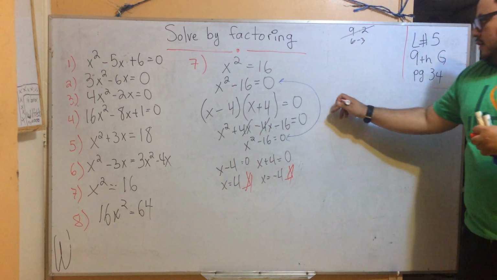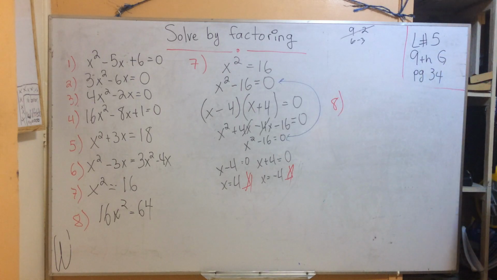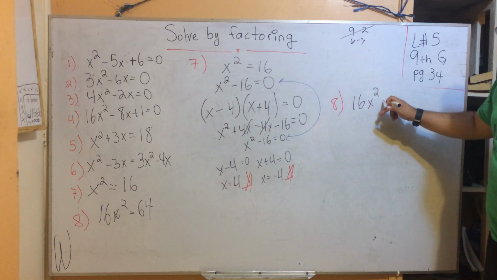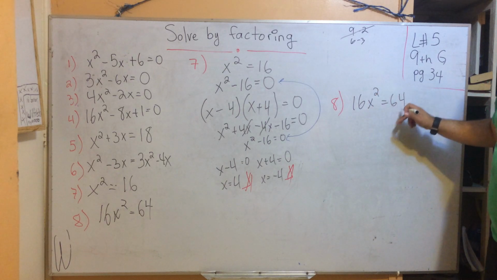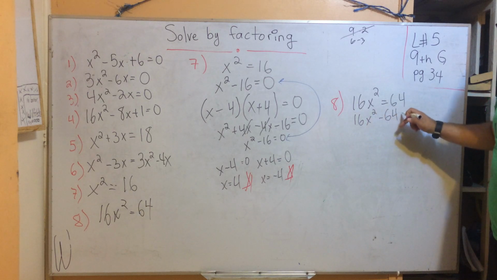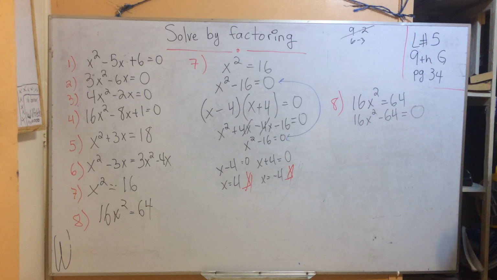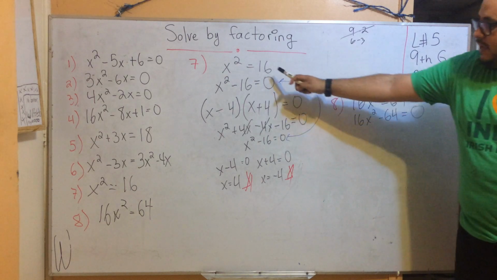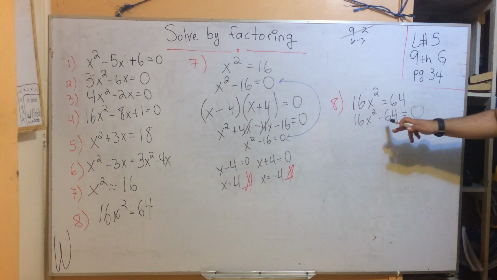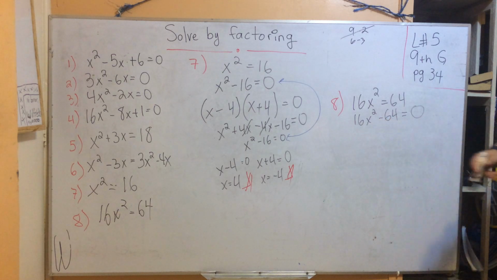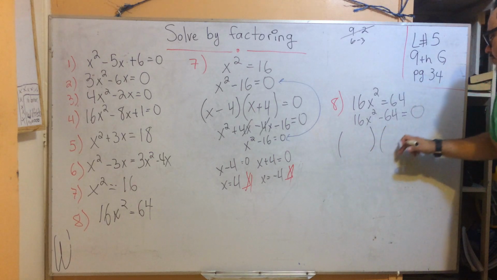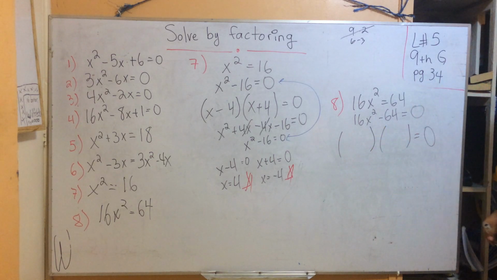Let's work on the last one. 16x squared equals to 64. Same thing. We need to take this 64 and put it on this side and equal to 0. This one is exactly the same as this one. Okay, what we need to do is multiply two terms that are going to give us 16 on this side, 64 on this side. Okay, so let's try. And they both have to give us equal to 0.